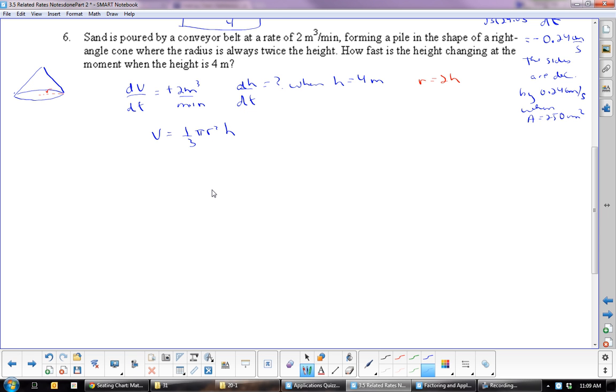So there's the indicators, right? So you need to get rid of r. See, dr over dt would be a pain in the butt to have, and then I don't know the radius, so there would be two areas there. So since we know this, we can sub it right in. V equals 1/3 pi times 2h squared times h.